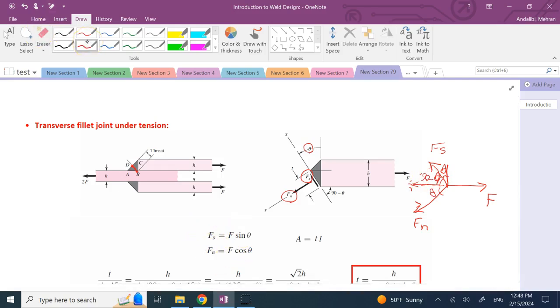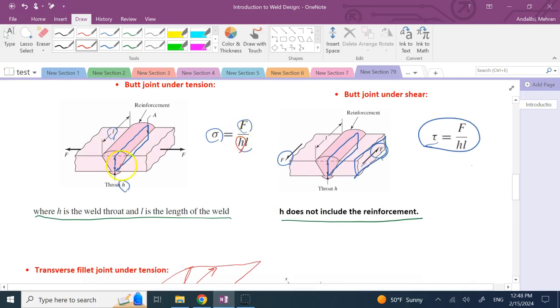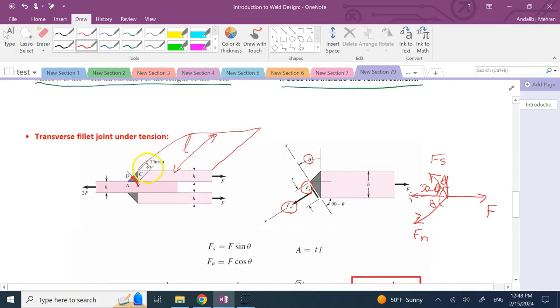Now the cross section is going to be T times L, where L is the length of this material. If these plates are at length L, the thickness that you use, as we said, is not going to be this H anymore. It's going to be T. What is T? T is this red line that I showed you. But here, this T is for an arbitrary angle theta, not necessarily a 45-degree angle.